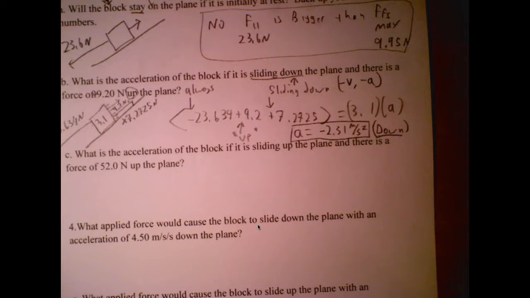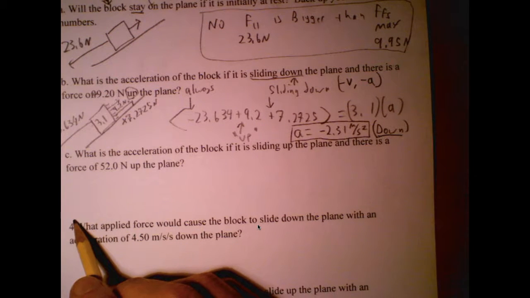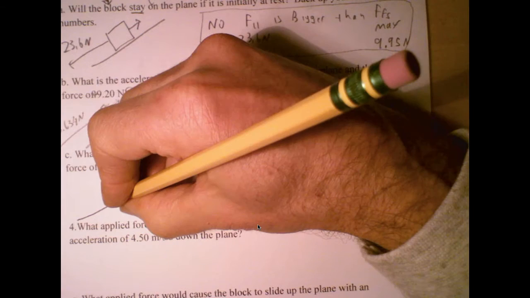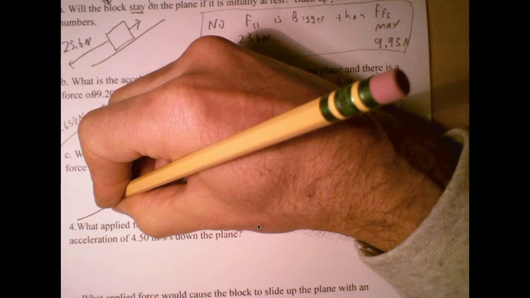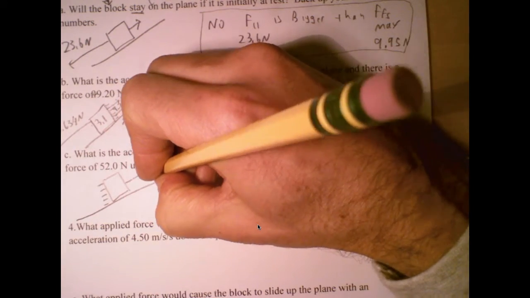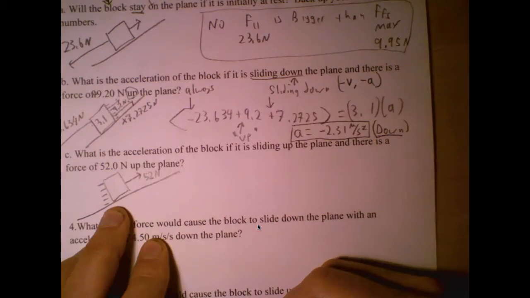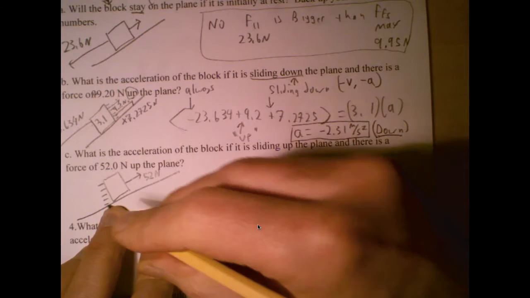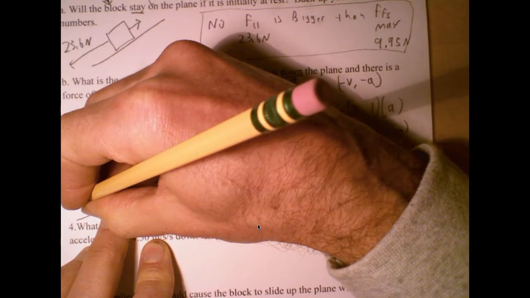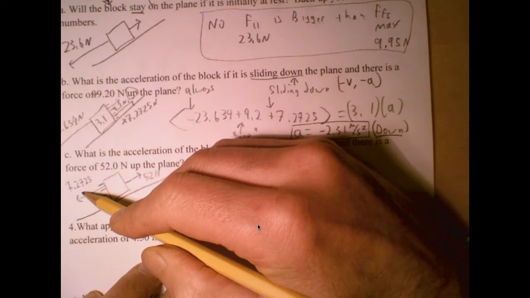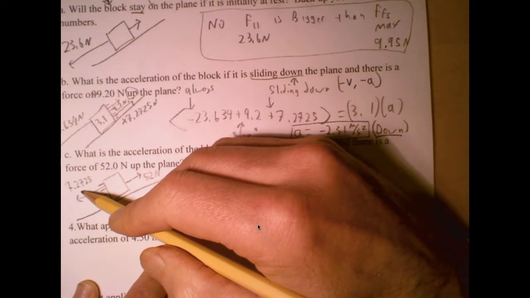What is the acceleration of the block if it's sliding up the plane? So here it is sliding up the plane, and there's a force of 52 newtons up the plane. Okay, so let's see, 52 newtons up the plane. Now, if it's sliding up the plane, the friction force, the 7.2725, is down the plane. Okay, that's my force of kinetic friction. We got that from here.